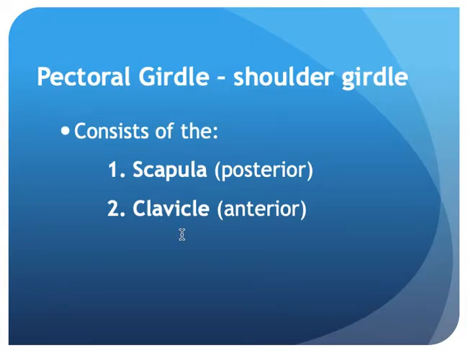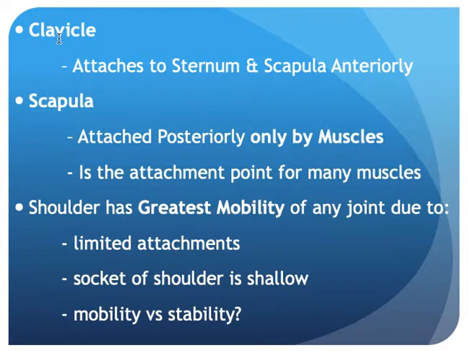We haven't added in the actual arm yet, okay? So just a thing that a lot of people mix up, that people get wrong on tests all the time, just for you guys to be aware of. So we're talking about the clavicle, okay, and this is going to attach to the sternum and the scapula anteriorly. This is, again, the collarbone. The scapula is going to be attached posteriorly only by muscles. This is a really important thing to remember too.